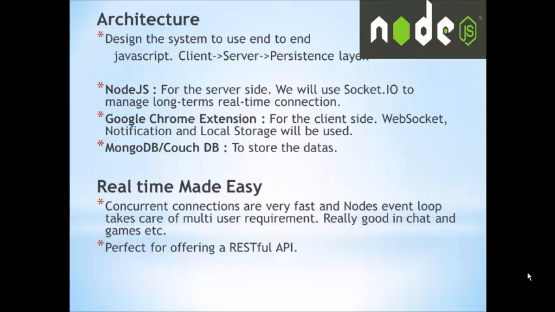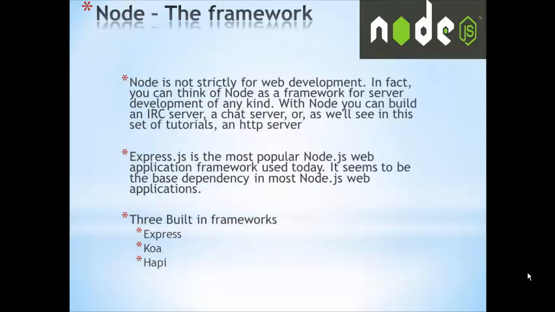For the server side, we will use socket.io to manage long-term real-time connections. As a database, you can go for NoSQL databases like Mongo, Couch, or Cassandra. Real time is made easy because concurrent connections are very fast, as I explained in the previous session. It mainly uses asynchronous IO operations with a single thread, so concurrent connections will be very fast, and the event loop takes care of multi-user requirements and is really good for chat and games, etc. It is also perfect for offering a RESTful API.